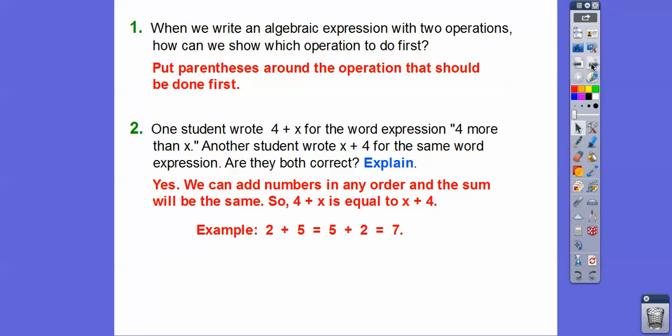Well, I'm going to say yes on that, because when we add numbers, it doesn't matter the order that we add. In fact, it's called the commutative property of addition. 4 plus x is the same as x plus 4. These guys are commuting around the addition sign. When I drive to work, I commute in my truck. So 4 plus x is the same as x plus 4. For example, 2 plus 5 is the same as 5 plus 2. They both equal 7. So yes, they were both correct on that one.